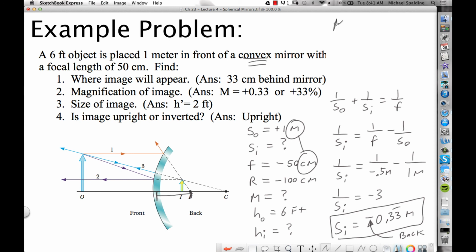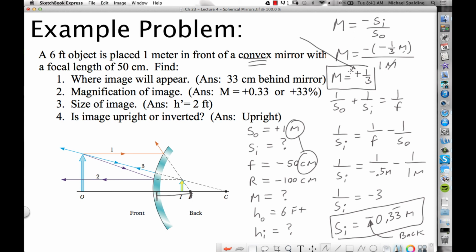Magnification. So we're going to use magnification equals negative SI over SO. So magnification, negative times negative 1/3. The image distance was negative 1/3 meter. The object distance was 1 meter. These negatives cancel. The meters cancel. And we get a magnification of positive 1/3. What does that positive tell us? A positive magnification tells us what? The image will be upright, not flipped. It'll be upright. You guys got it? It's pretty easy.